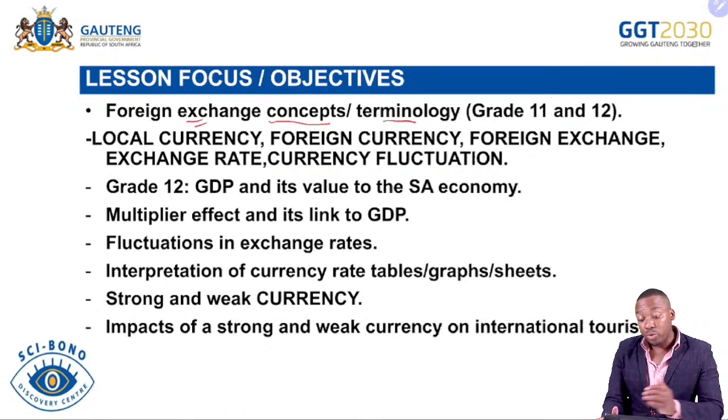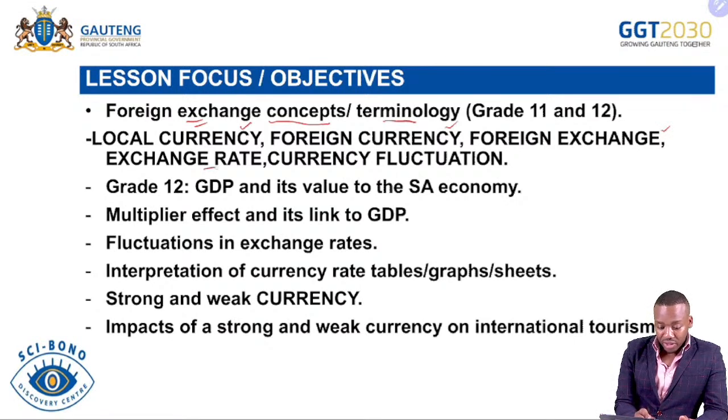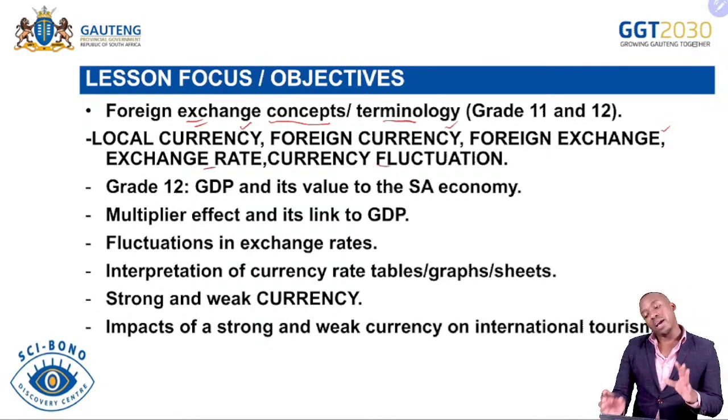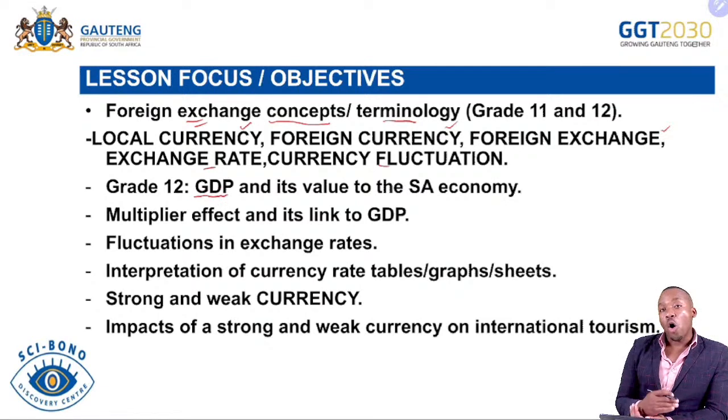Which concepts or terms are we going to be looking at? The first one, we will learn what is currency. We all know what that is. Then we will get the difference between local currency and foreign currency. Then from there, we will move to foreign exchange. What do we mean by foreign exchange? Then we will move to concept number 4, which is an exchange rate. And then we will move to currency fluctuation. These are some of the things that we dealt with in grade 11, but they are still part of grade 12's syllabus. Particularly for grade 12, we'll also look at the concept of GDP or gross domestic product.